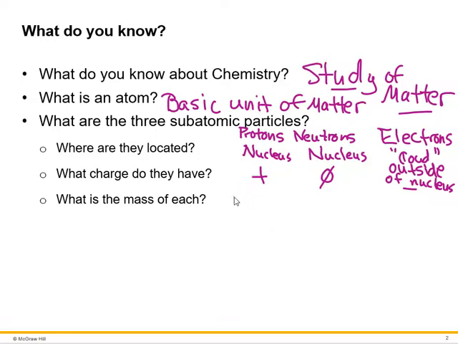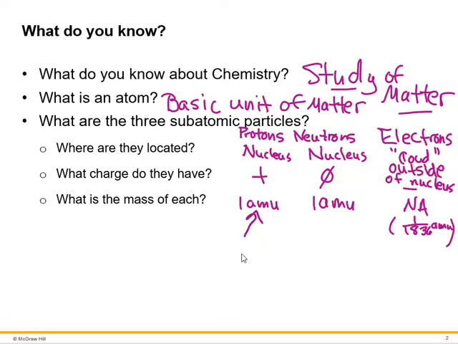The mass of each is 1 AMU for protons and neutrons, and the mass of an electron is negligible, so we're going to put N/A. It's like 1/1,836th of an AMU, but that is really not significant, so we don't count it. So when we say the mass of the atom, we're counting the number of protons and the neutrons.